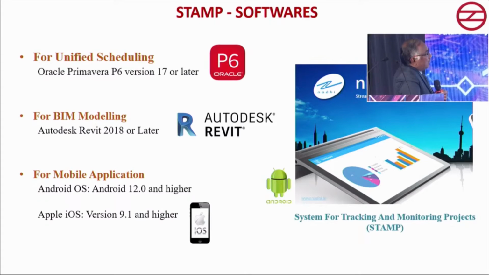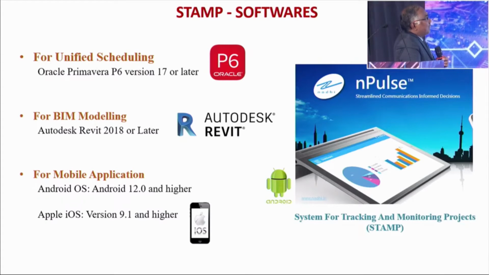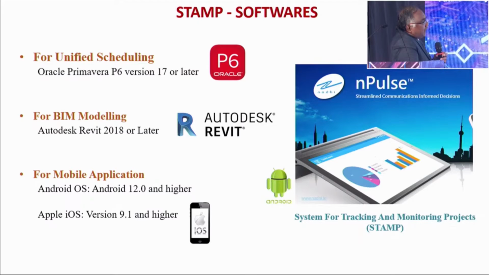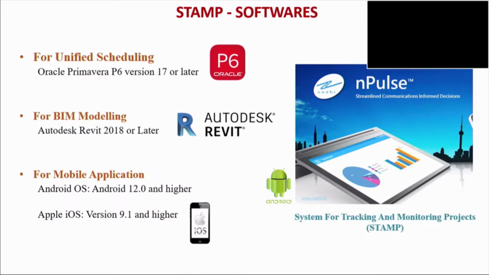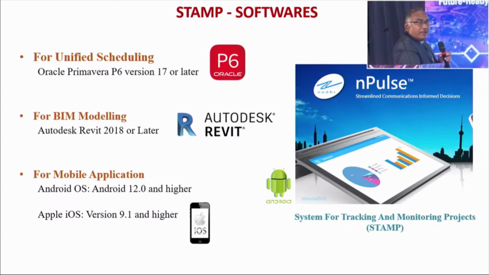These are the softwares we have used, which are available in the market: for unified scheduling, Oracle Primavera P6 version 17 or later; for BIM modeling, Autodesk Revit 2000 or later; and the mobile application is available in both Android and Apple iOS. We use it for the digital dashboards, for integration with the BIM, and for the mobile app, this NPulse. It is basically a COTS software, a commercially available solution, which we customize completely to our requirements, particularly the metro requirements.